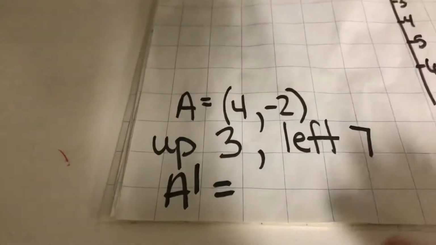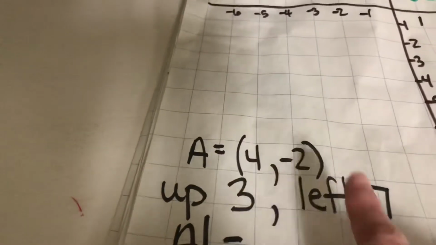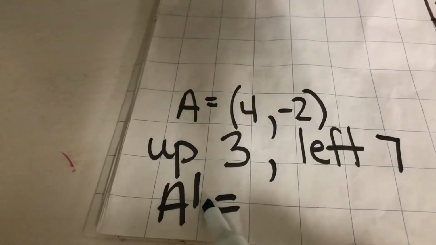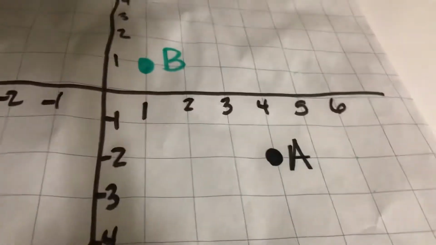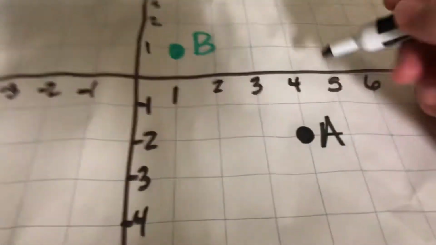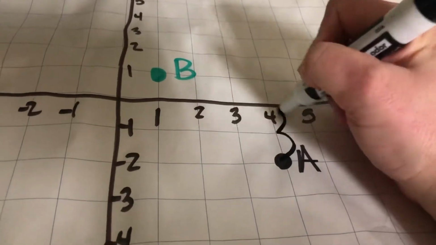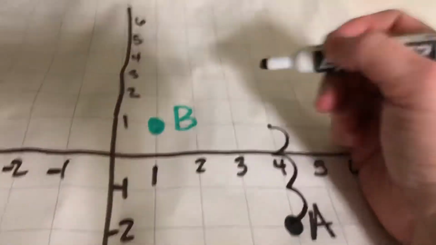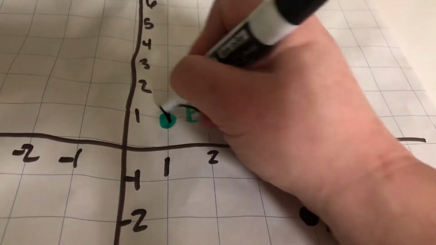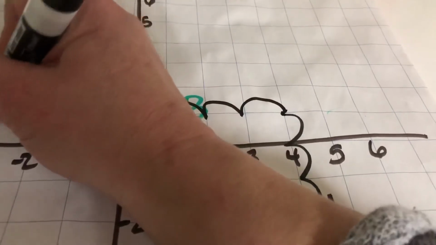Sometimes they're not so spiffy and they just give us these. Up 3, left 7. So we can very easily do that. So look at our A. Here's our original A coordinate. And this is telling me that our image 1 needs to go up 3 and left 7. So I'm going to go up to here, and I'm going to go with the right colored marker, up 3, 1, 2, 3, and left that way 7. 1, 2, 3, 4, 5, 6, 7.